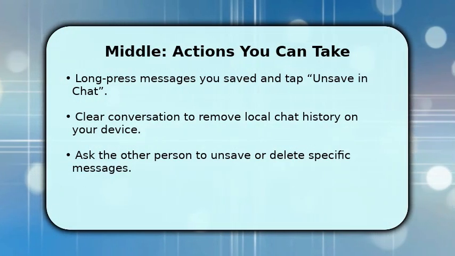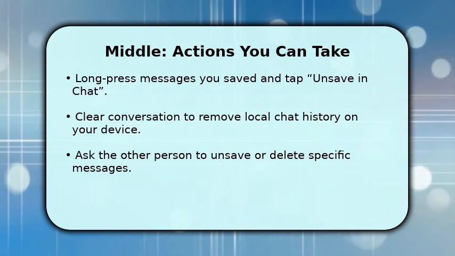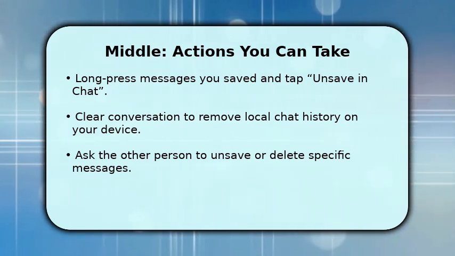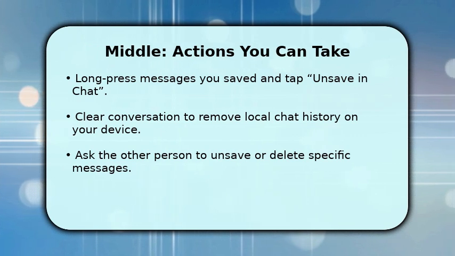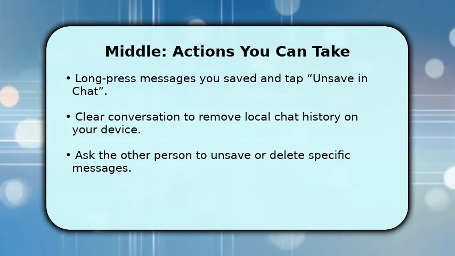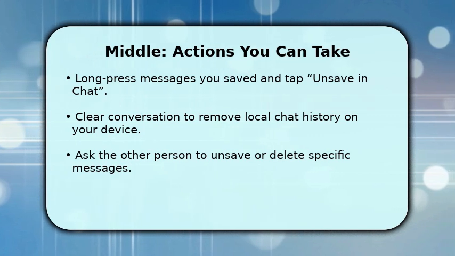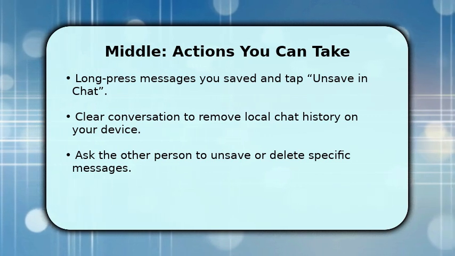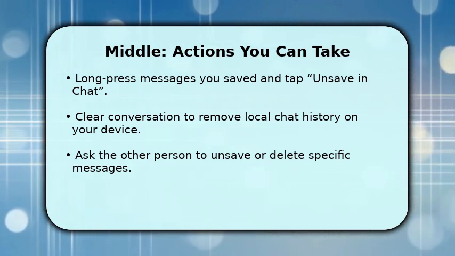Now perform the practical actions under your control. If you saved any messages, long press each and choose Unsave in Chat so they no longer appear highlighted for you. This does not affect their copy. Next, use the menu Profile Settings Clear Conversation to remove the thread from your device, which clears local history but not the other person's saves.